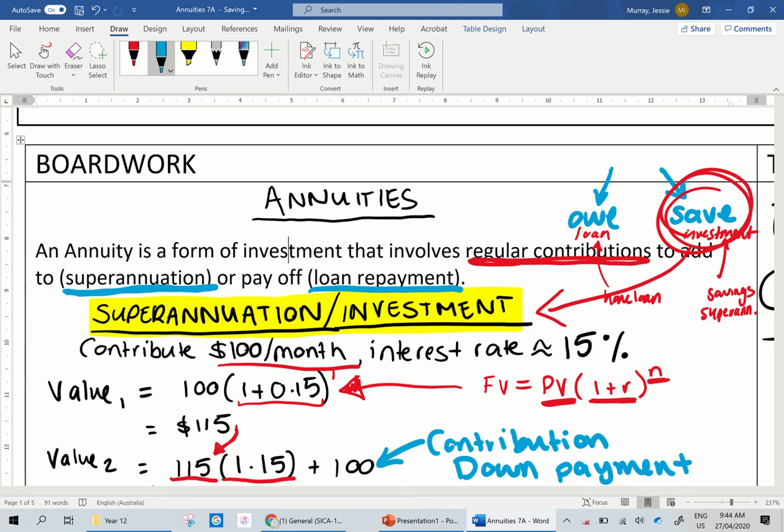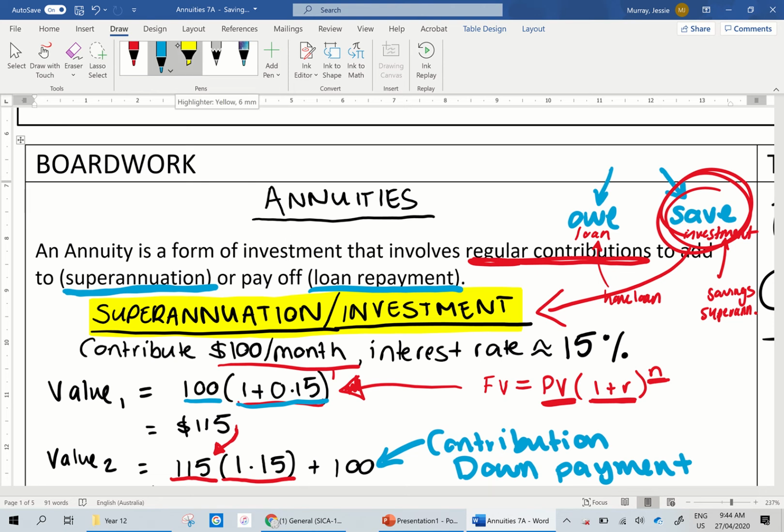Okay, so let me just run back through that. The first month you contributed your down payment was $100. It was charged 15% interest, which was that second part, which gave you $115. Now in the second month, you're going to have that $115 from last month.